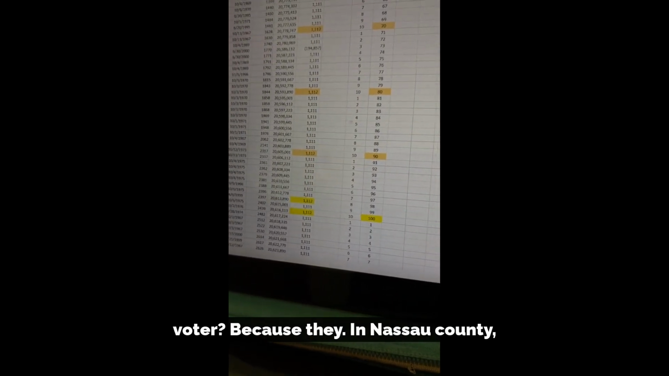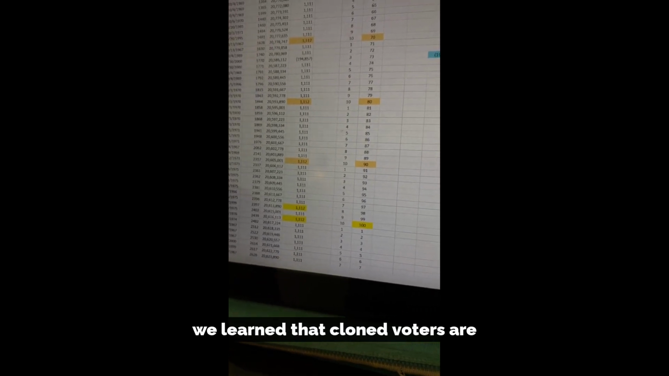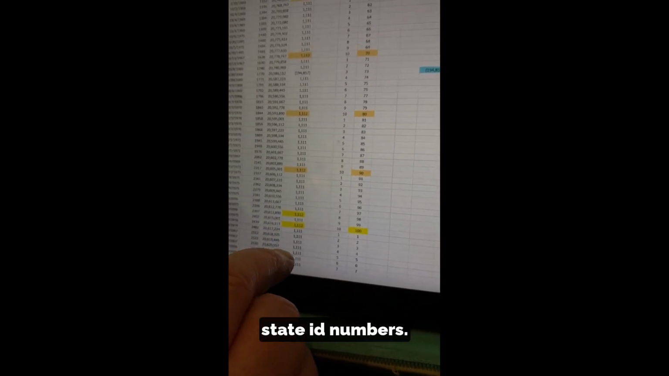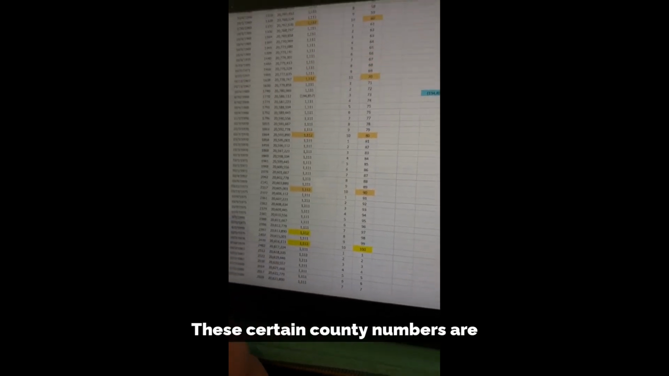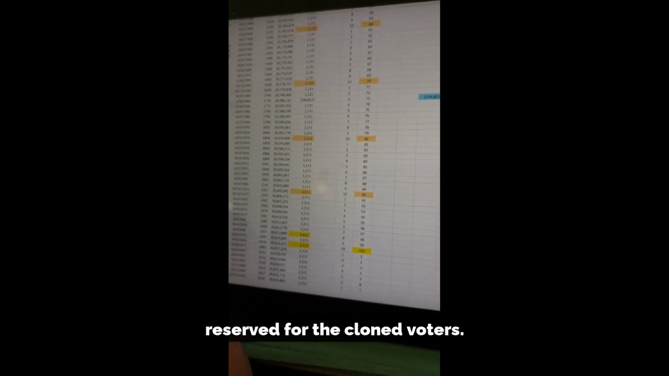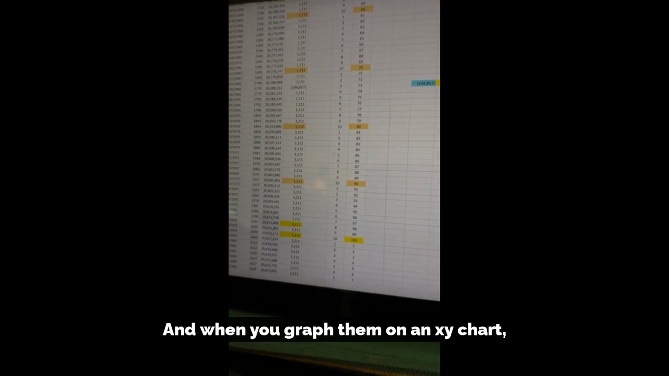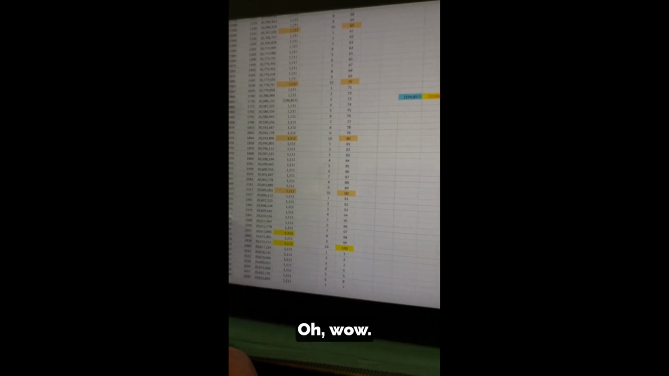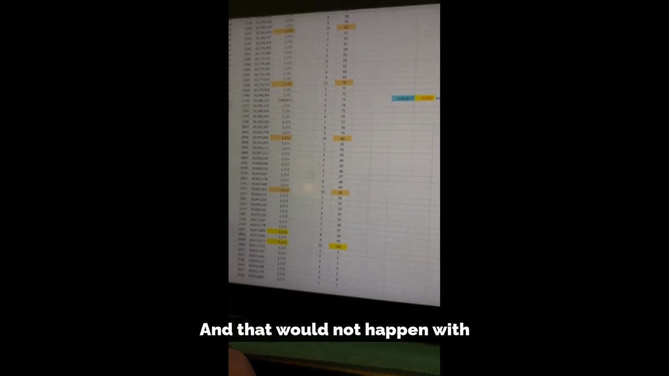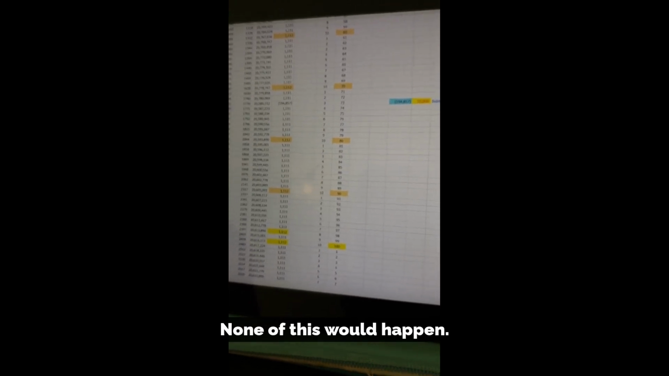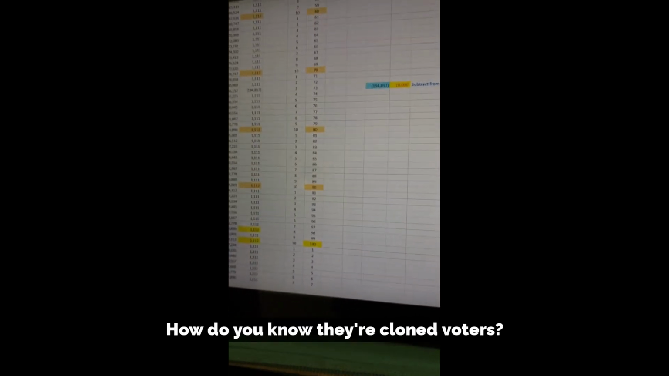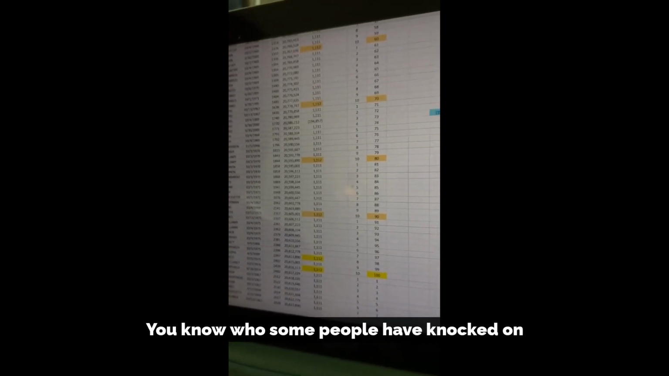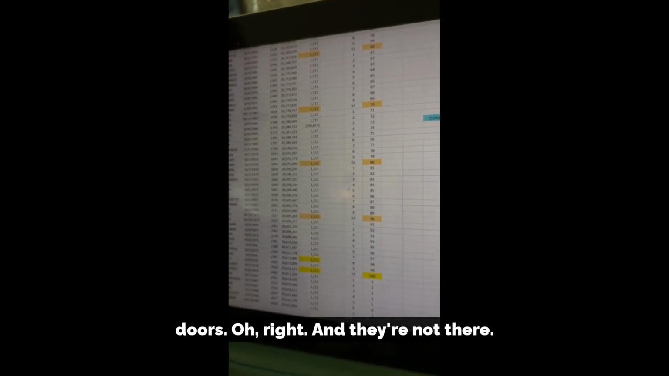Because in Nassau County, we learned that cloned voters are assigned certain county state ID numbers. These certain county numbers are reserved for the cloned voters, and when you graph them on an XY chart, they form a distinct curving pattern. Oh, wow. And that would not happen with random numbers? Never. None of this would happen with random numbers. They're all cloned voters. Now, how do you know they're cloned voters? Because it's been studied. Some people have knocked on doors. Oh, right, and they're not there.